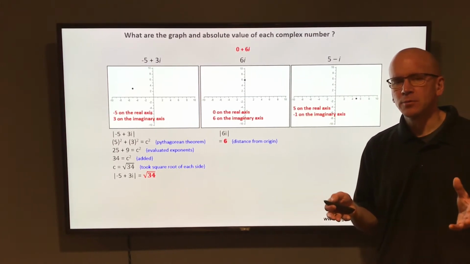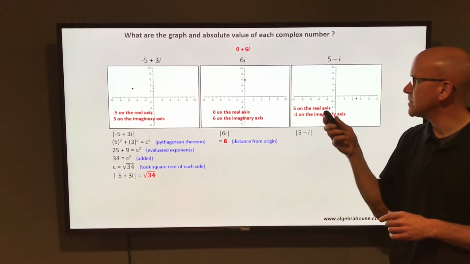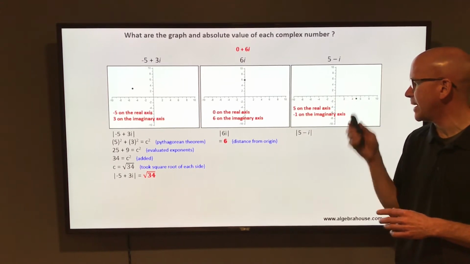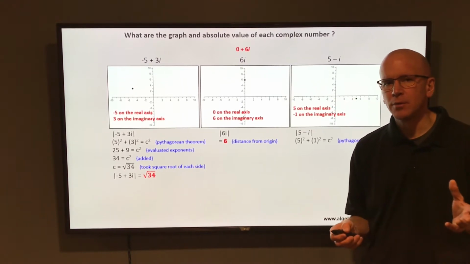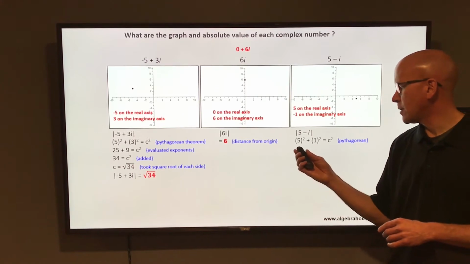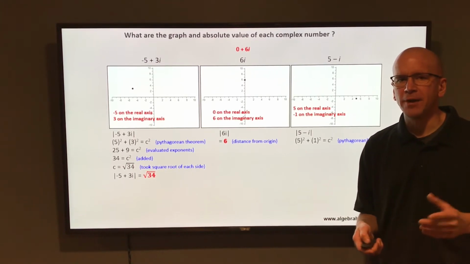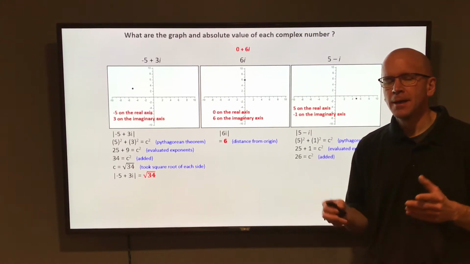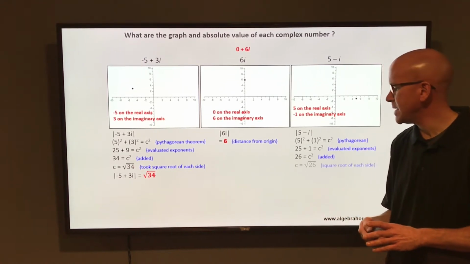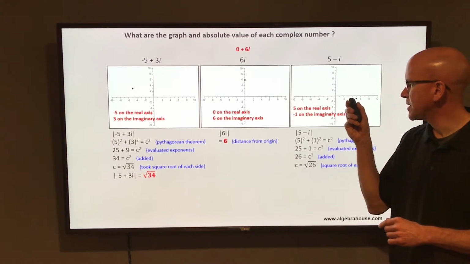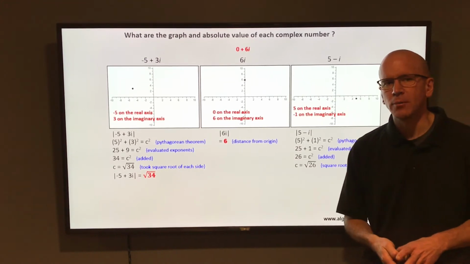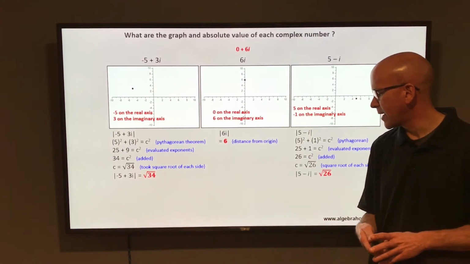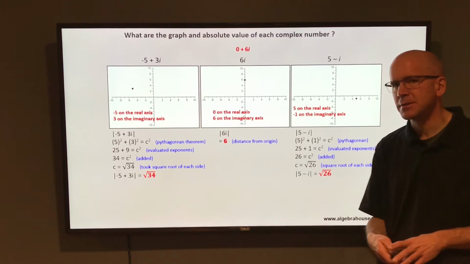Now to find the absolute value of that, you're finding out how far that is away from the origin. So imagine that a right triangle is created where you have legs of 5 and 1, and use the Pythagorean Theorem. So take 5 squared plus 1 squared equals c squared, 25 plus 1 equals c squared. 26 equals c squared, and then take the square root of each side. c equals the square root of 26. So the distance away from the origin, the hypotenuse of that right triangle, would be the square root of 26. And that is the absolute value of 5 minus i. Absolute value of 5 minus i is the square root of 26.